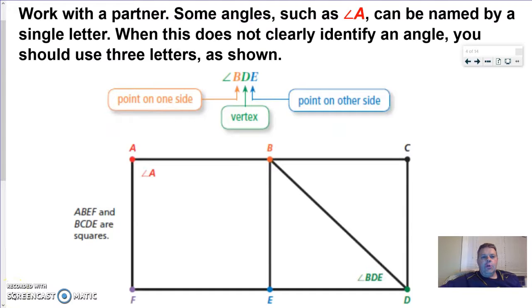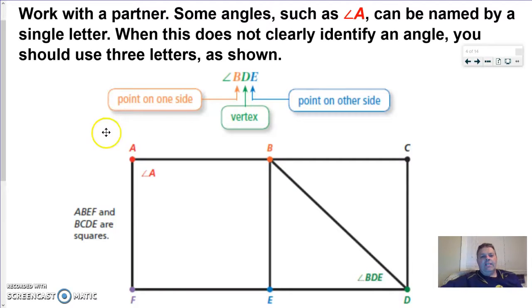In our next activity, I want you to work with a partner. Some angles, such as angle A right here, can be named by a single letter because there is only one angle A. When this does not clearly identify the angle, you should use 3 letters, like angle BDE. We cannot call this angle D because there are 2 different angles that are angle D. So we can say this is BDE. We have a point on one side, we have the vertex, which is the corner of that side, and we have a point on the other side. We could say it is also angle EDB. EDB and BDE are the same.